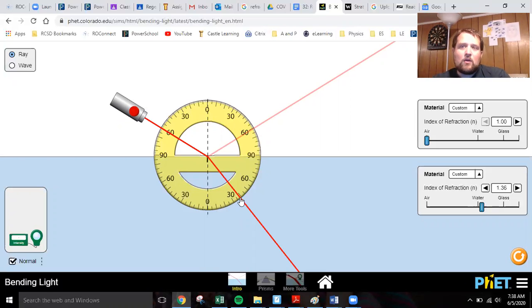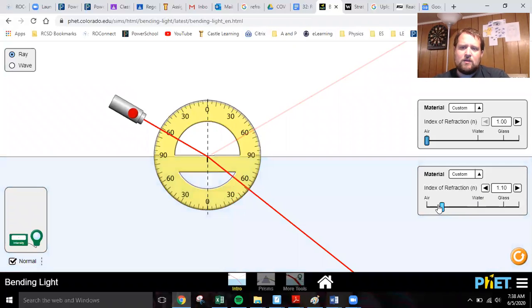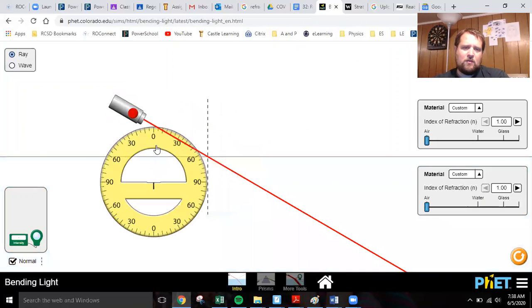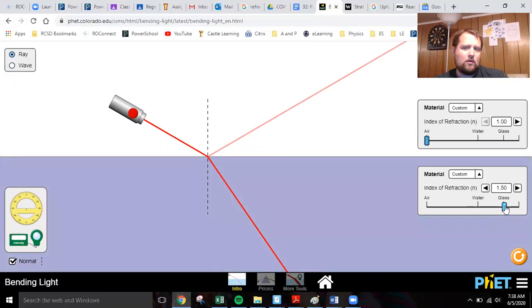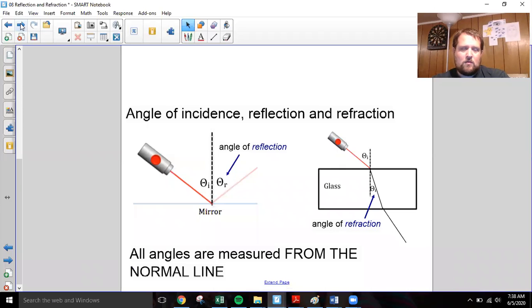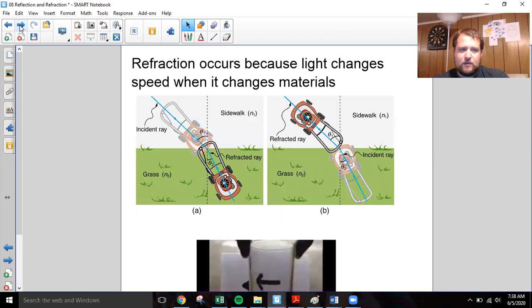Yeah. So the question is, why? Why does it seem to bend? And why do different materials, like, so that's water. So if it was air, there's no bending. But if it's water, it starts to bend. And if it's something like glass, it bends even more. Why? So this is because light moves at different speeds depending on the material it's in. And this has to do with the density of the materials.